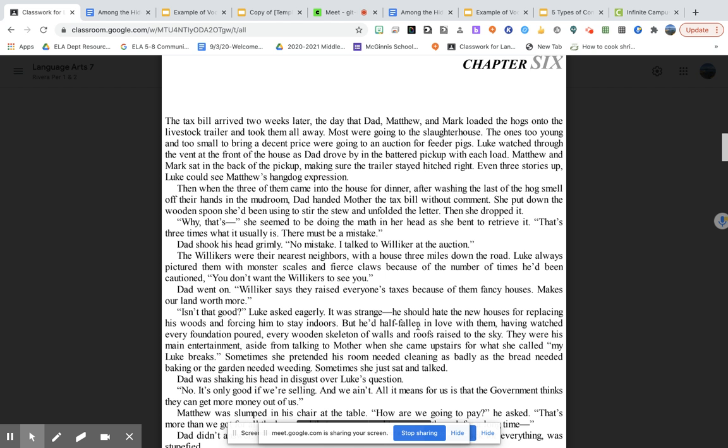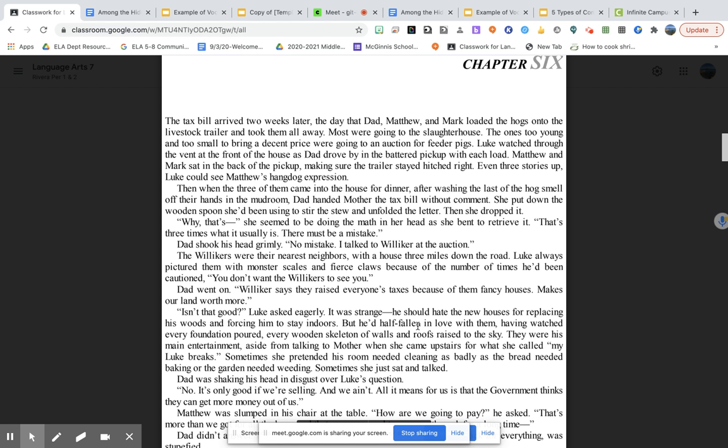Most were going to the slaughterhouse. They're talking about the pigs here. The ones too young and too small to bring a decent price were going to an auction for feeder pigs. Luke watched through the vent at the front of the house as Dad drove by in the battered pickup with each load. Matthew and Mark sat in the back of the pickup, making sure the trailer stayed hitched right. Even 3 stories up, Luke could see Matthew's hangdog expression.